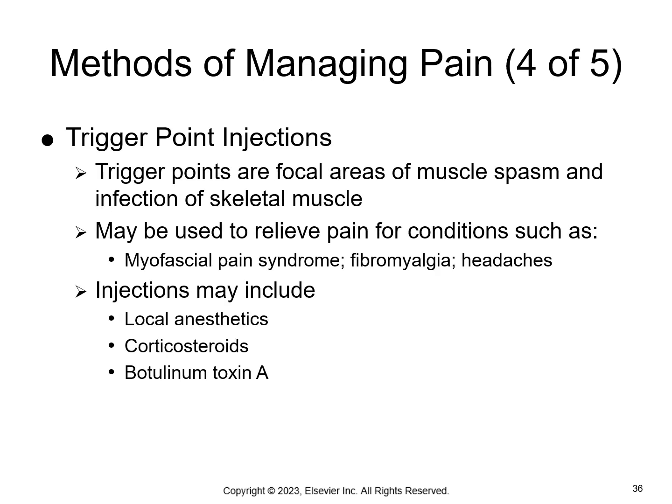We also look at trigger points. Trigger points are focal areas of muscle spasm and irritation of skeletal muscle. So these might be areas that we can use to relieve pain for conditions like myofascial pain syndrome or fibromyalgia. Injections for these areas could include anesthetics, steroids, or Botox.